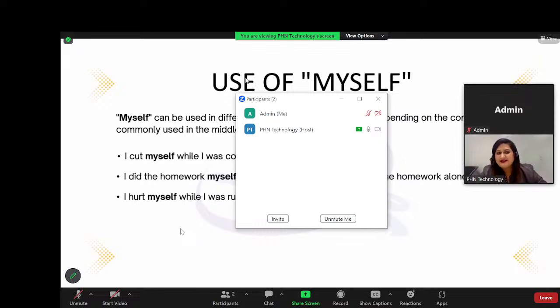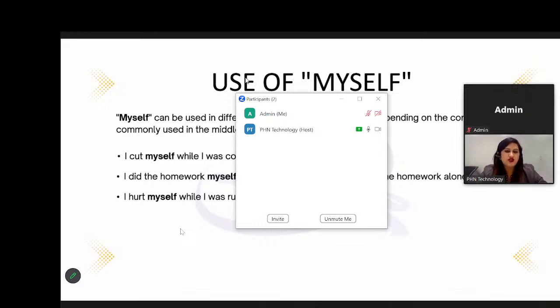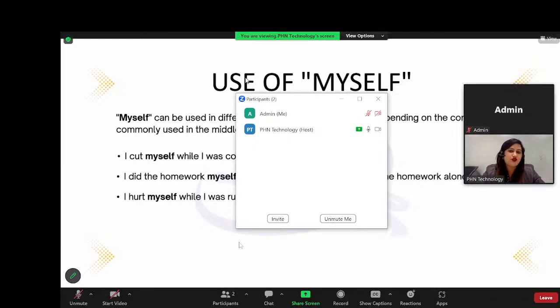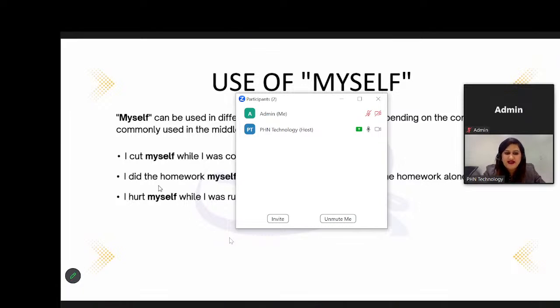Yes, I cut myself when I was cooking dinner. So what are you going to do? You're using I. Like, I cut myself. You're talking about yourself, okay? I did the homework myself. You're going to tell, like, I did it myself. So you're going to talk about yourself, okay? I hurt myself while I was running. So this is also important when you're talking to someone. You see to it that you're mentioning myself so that the conversation goes easily, okay? So I hope you guys are understanding where and when you're going to use which word.